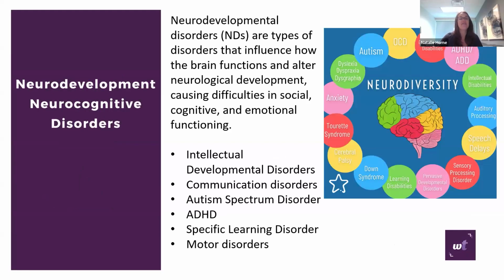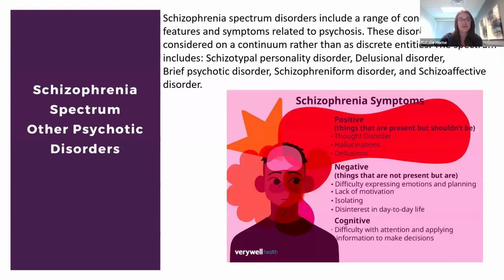So first of all, neurodevelopmental neurocognitive disorders. These are types of disorders that impact how the brain functions and alter development and can cause difficulties with social, cognitive, and emotional functioning. Within this category, we have intellectual disability, global developmental delay. We have language disorders such as speech sound disorder and stuttering. We have different motor disorders such as tic and stereotypical movement disorders, autism spectrum disorder, as well as ADHD, which I think we often forget is in the neurodevelopmental neurocognitive disorder category.